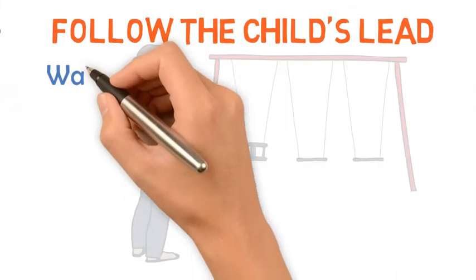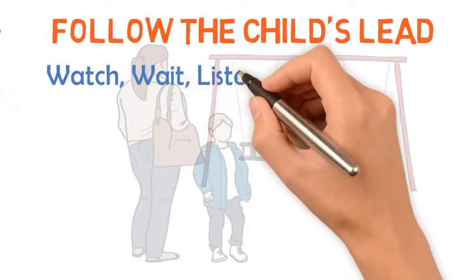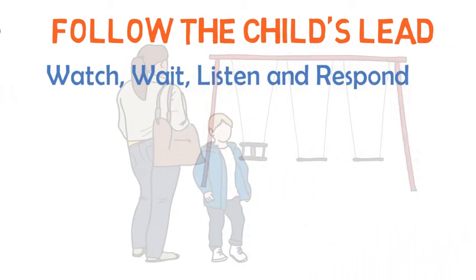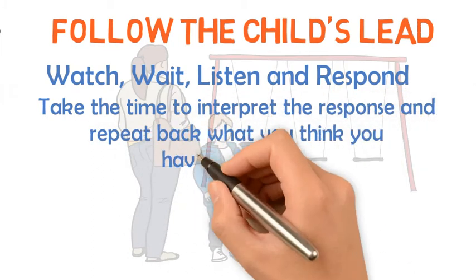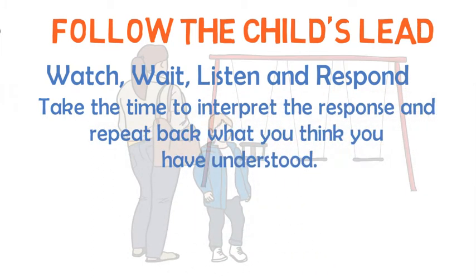Follow the child's lead. Watch, wait, listen, and respond. Observe what the child is doing and is interested in. Wait for the child to initiate an interaction or respond to what has been said. Listen and wait quietly for a response. This may be a word, sound, or even a gesture. Take the time to interpret the response and repeat back what you think you have understood.